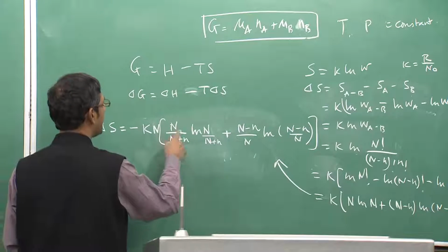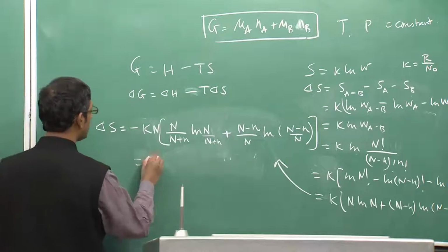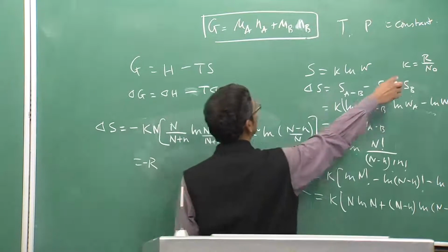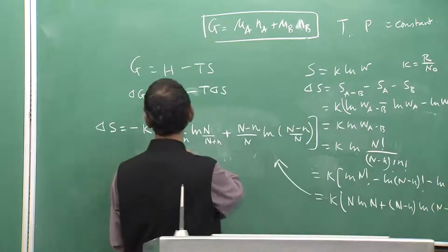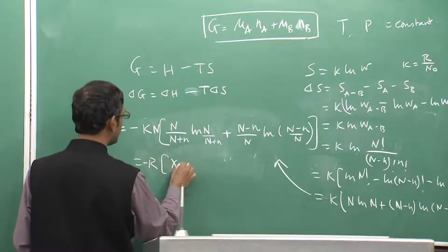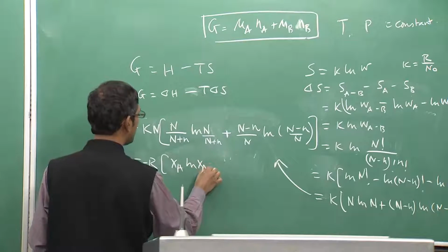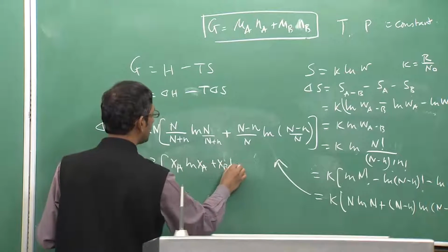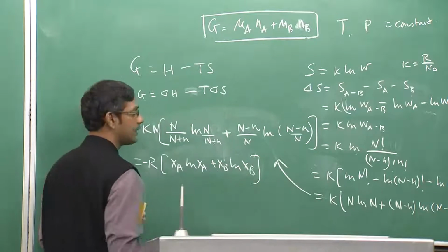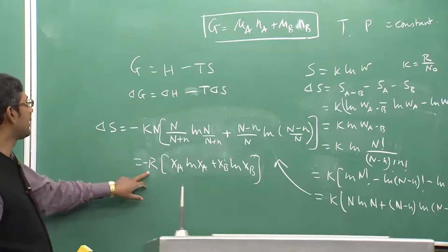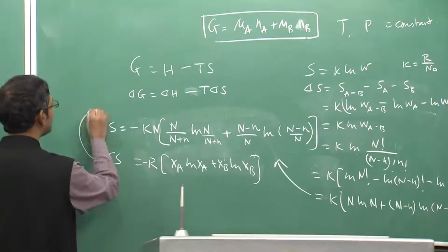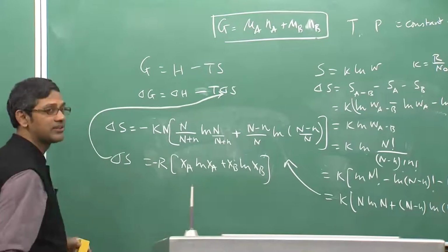And we can define this as a mole fraction of xa. So this is equal to minus R, because k into n0 is R. So this n is also Avogadro number of molecules. So this becomes xa ln xa plus xb ln xb. Okay, that's what we get. So total entropy change is this. So now this has to be replaced here.